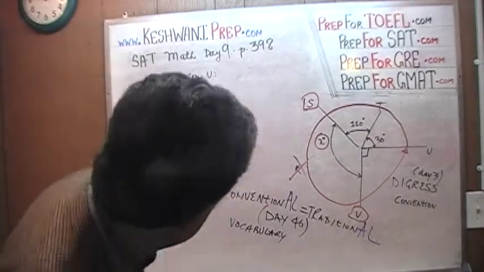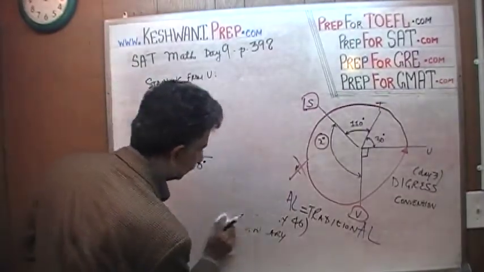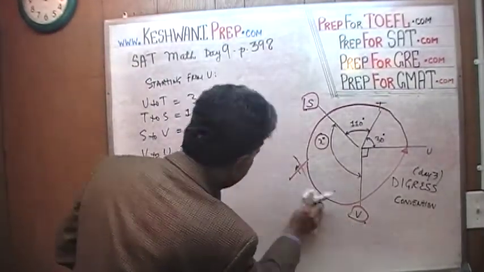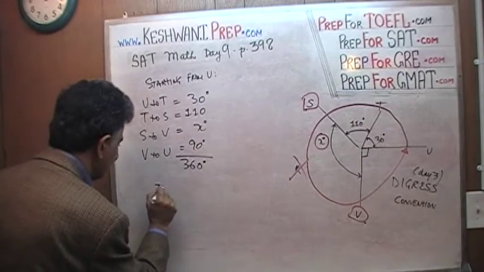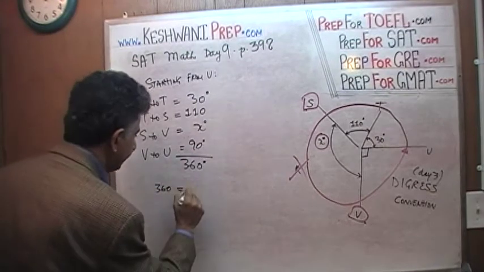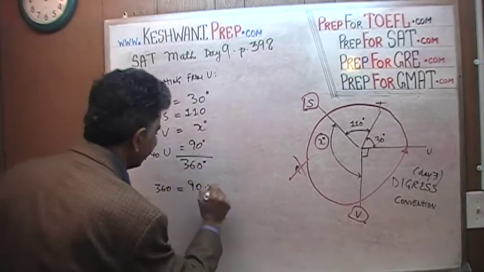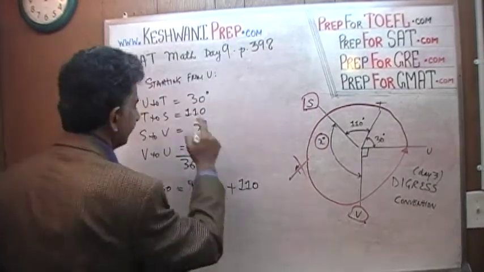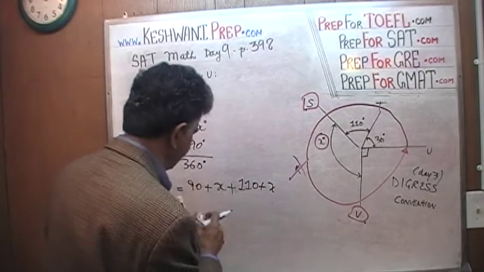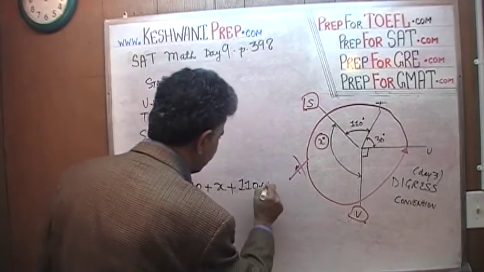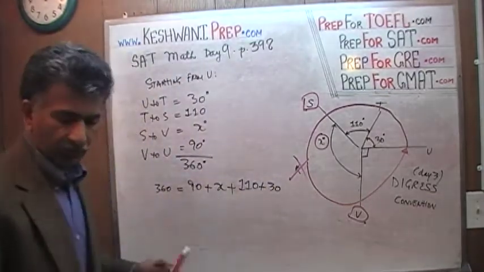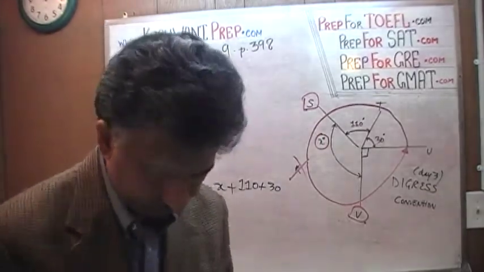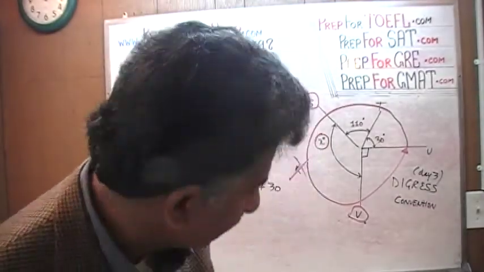I need the room, so I'm going to erase all of this. So 360 equals 90 plus X plus 110 plus 30. That's it. We're almost there. All we have to do is solve for X. So we're going to do that.